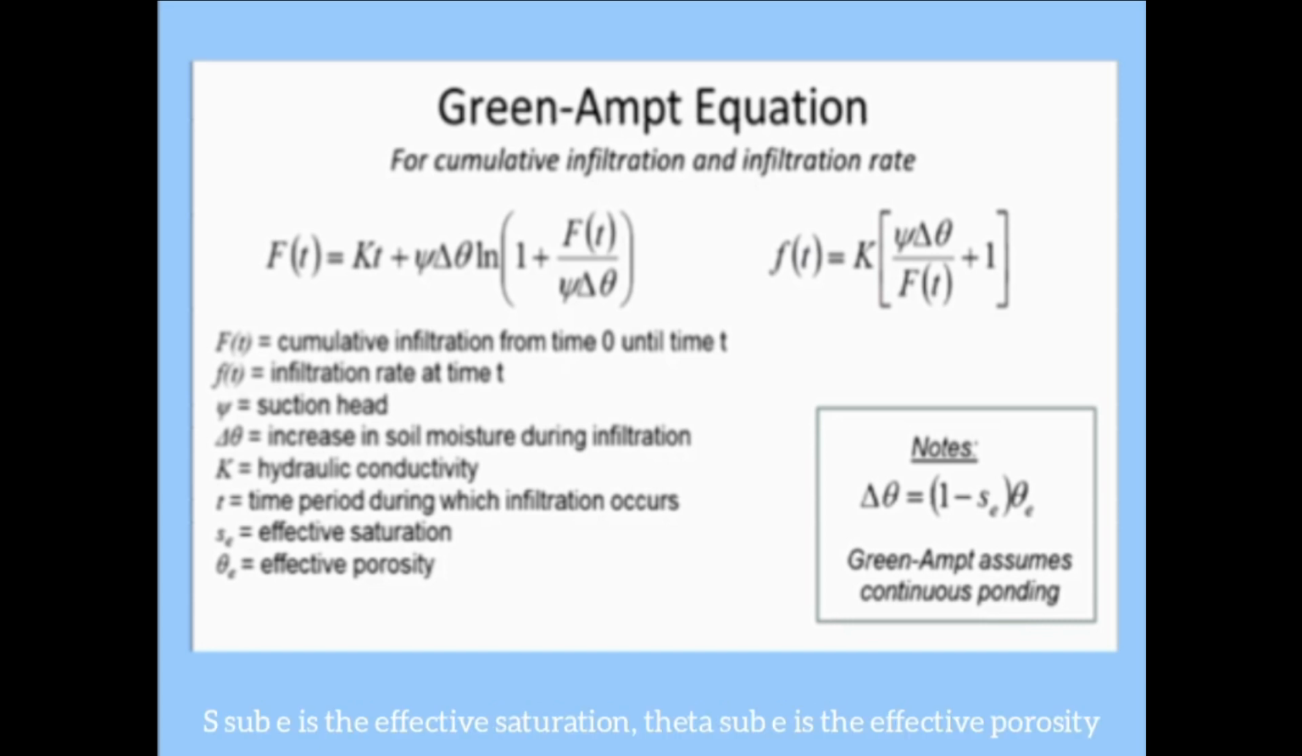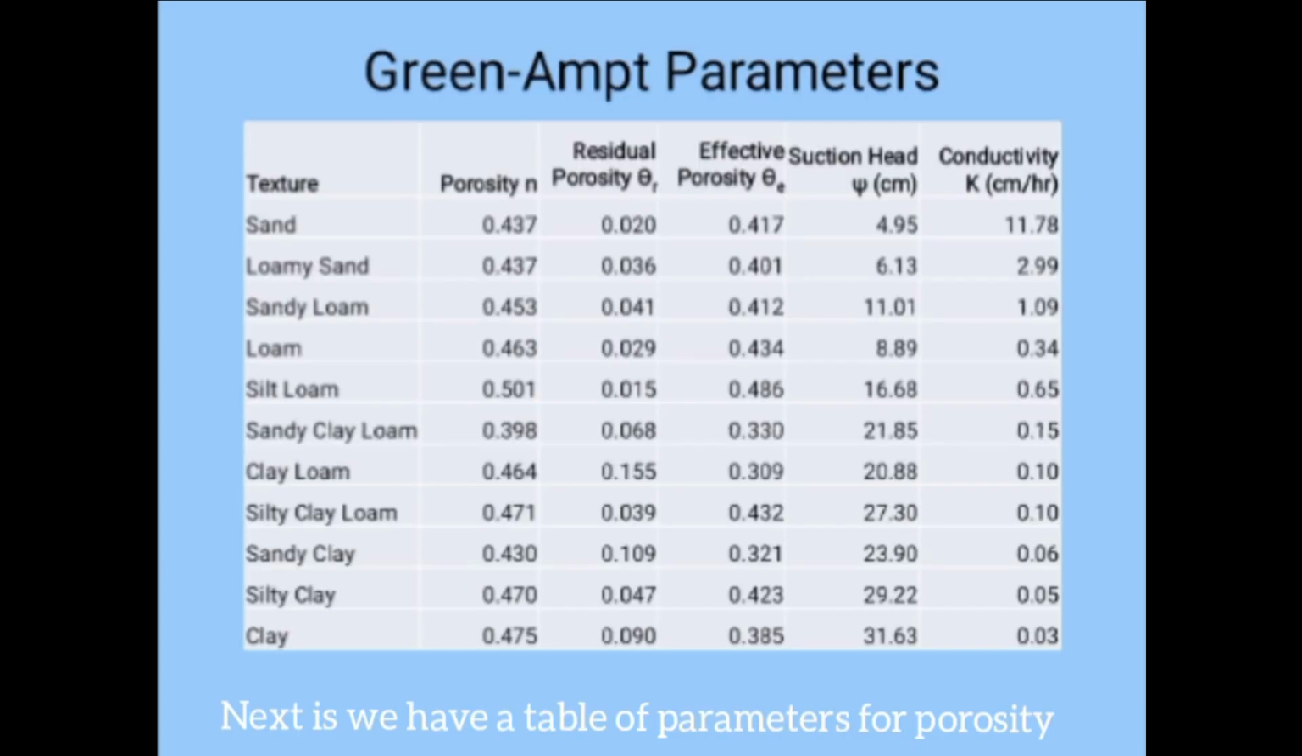S sub E is the effective saturation. Theta sub E is the effective porosity. Next, we have a table of parameters for porosity: effective porosity, wetting front soil suction head, and hydraulic conductivity. We're going to go through the process of calculating how deeply the water infiltrated by solving an example.